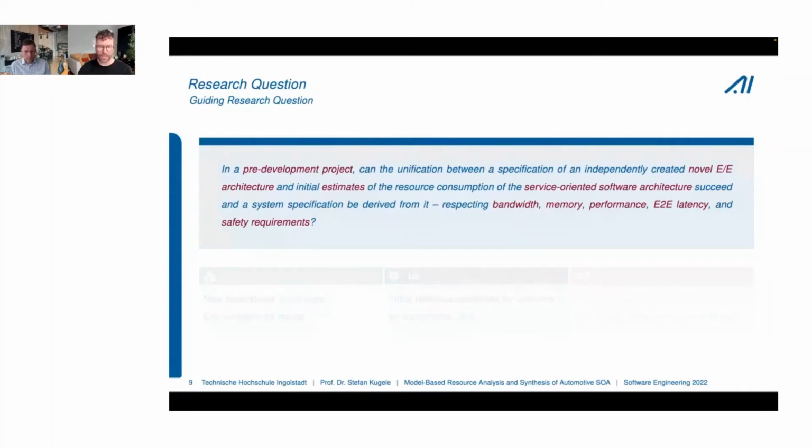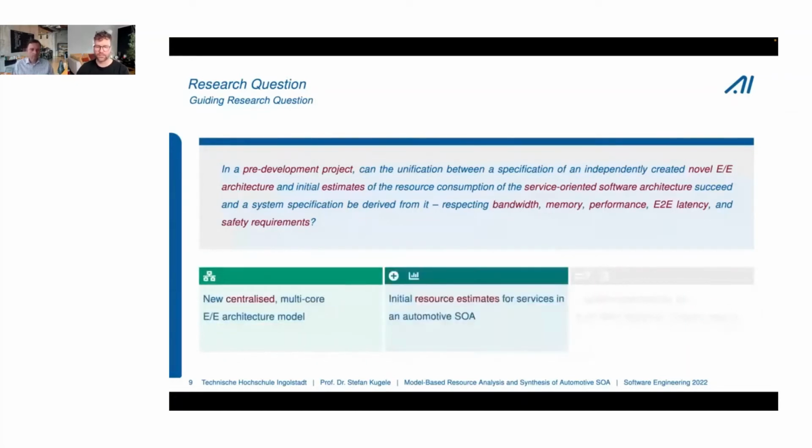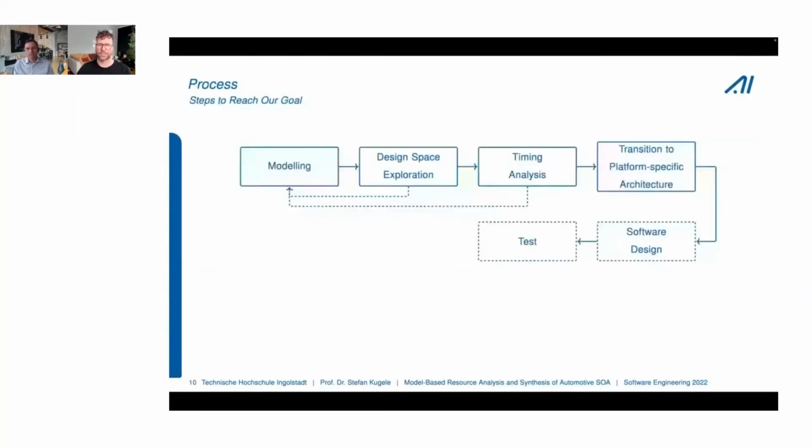So the ingredients are first the new centralized multi-core EE architecture, then we have the resource estimates and then service-oriented architecture, and the question again is whether we can derive from that a system specification for an AUTOSAR adaptive platform software design. So we have several steps which we do.